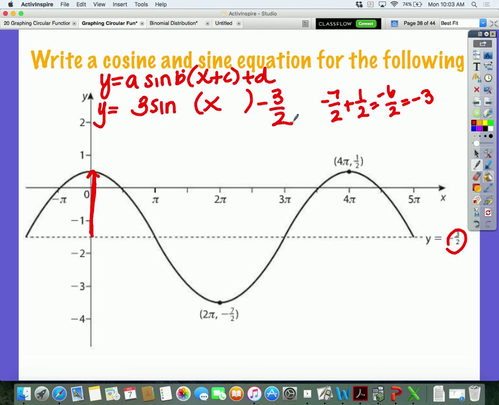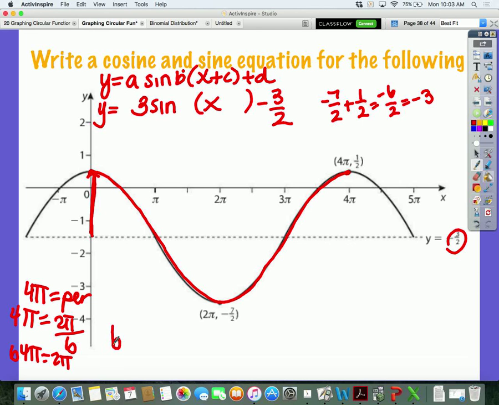Now, what's the period of my function? 4 pi, because before it starts to repeat itself, it goes a total of 4 pi units. That is my period. So to find my b, I said 4 pi equals 2 pi over b. Cross multiply, divide, and b is 1/2. Is everybody okay up to here? Where are we getting these numbers from? So far, so good. We're almost done.